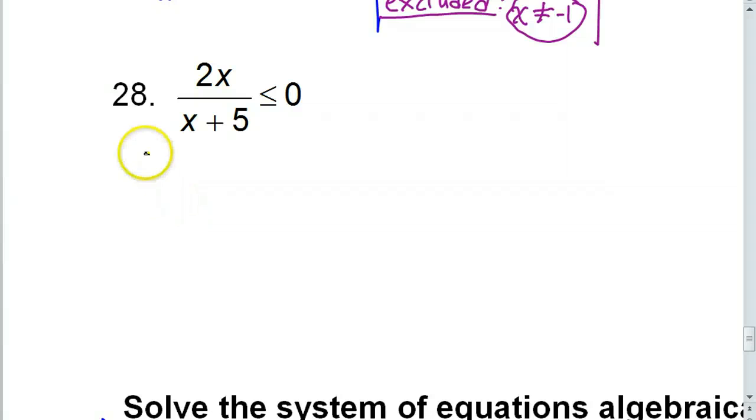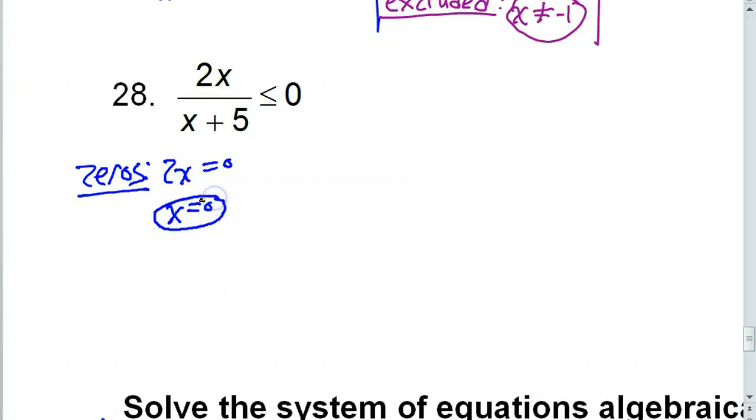All right, for number 28, again, the entire expression is already on one side. We already have 0. So let's talk about the excluded values. We've got the zeros, which come from the numerator. So if 2x is equal to 0, dividing by 2 gives us x equals 0. So that's one of our critical values. And let's talk about excluded values.